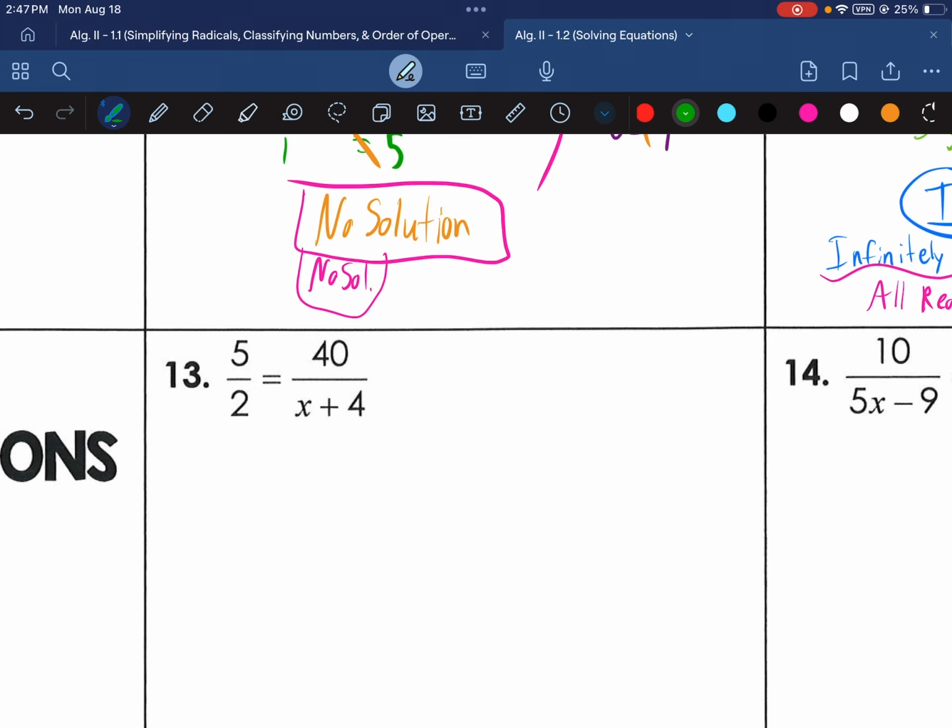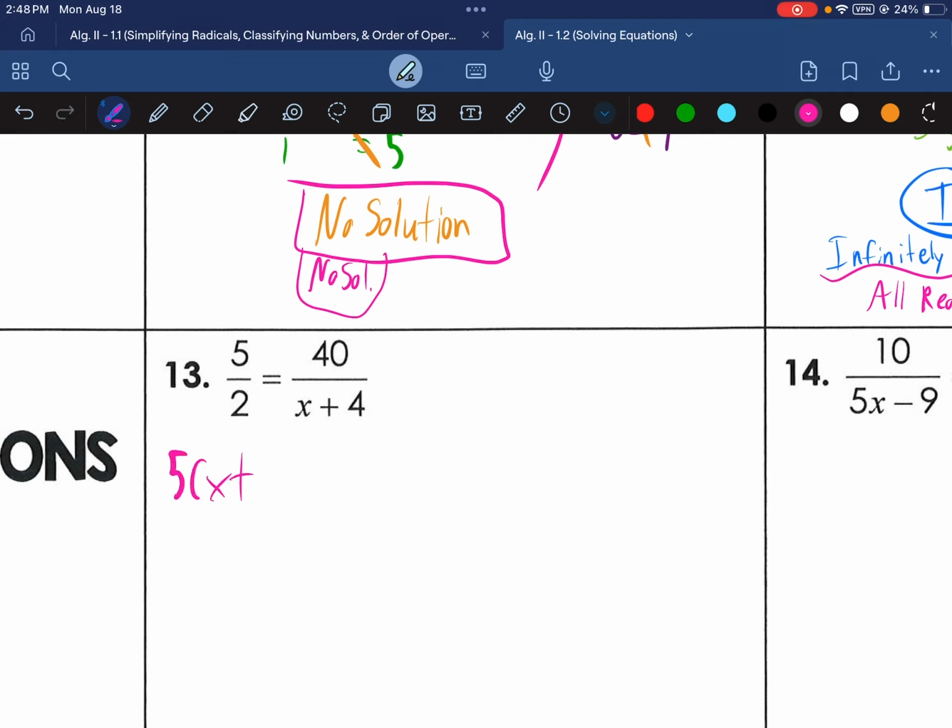Let's work on proportions here on number 13. So a proportion is when two fractions are being compared. Or for math, we're concerned with two fractions equaling each other. Whenever you have this, a good rule of thumb is to cross multiply. That means you multiply the diagonals together. So 5 would multiply with x plus 4, and 2 would multiply with 40.